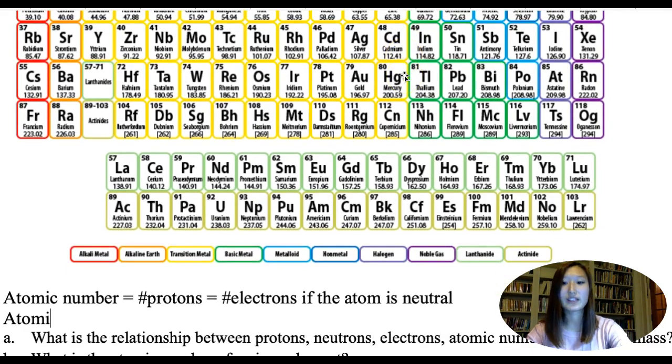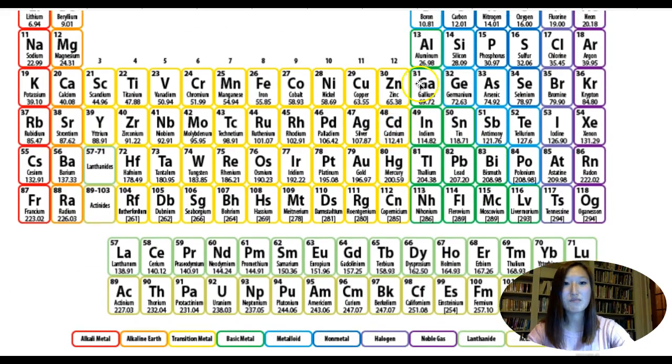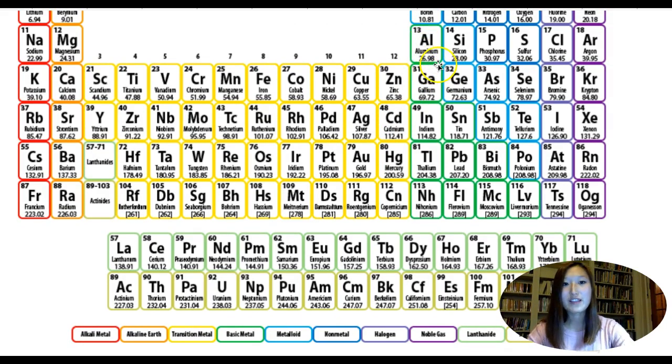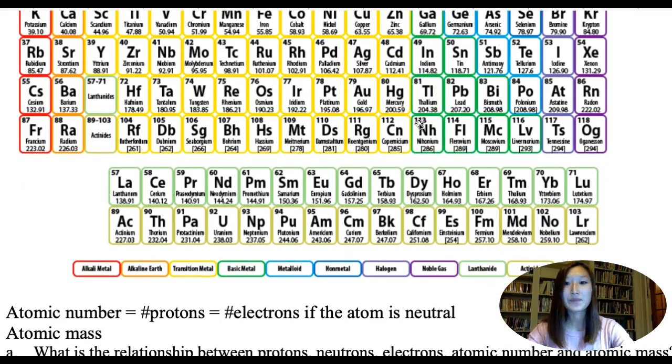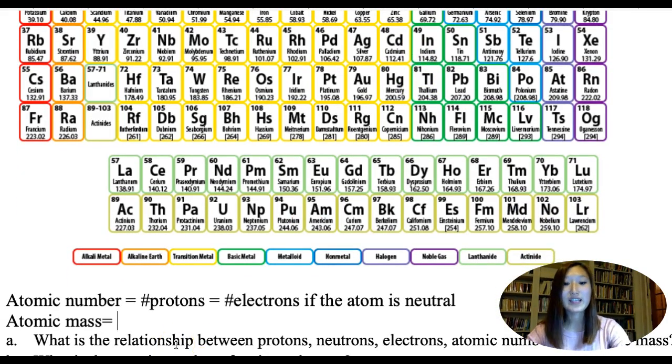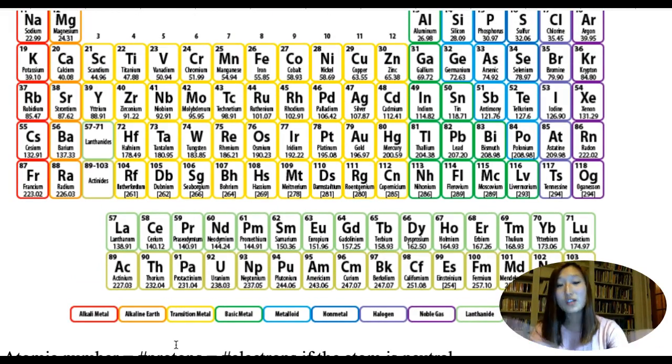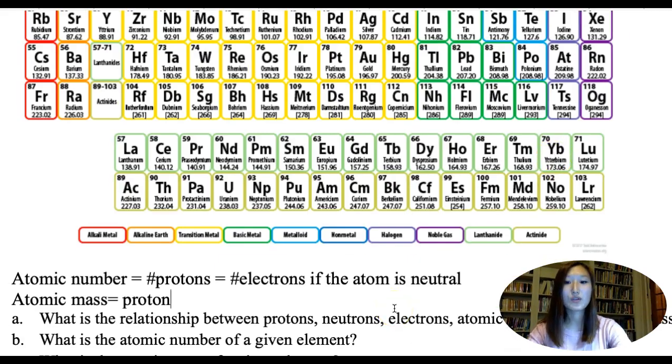Then we have something called the atomic mass. The atomic mass is the number on the bottom that is generally a number with some decimals. For aluminum, the atomic mass is 26.98. That's how much it weighs. The atomic mass is how much this atom weighs, and how do we calculate that? The atomic mass equals the proton number plus the neutron number. The reason we're not adding the electron numbers is because electrons are very small and very light. So when we look at the atomic mass, we're really only considering the number of protons and the number of neutrons.